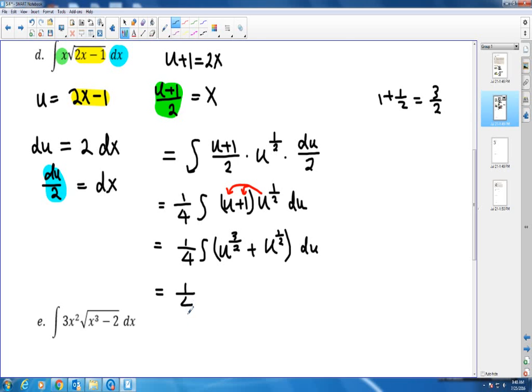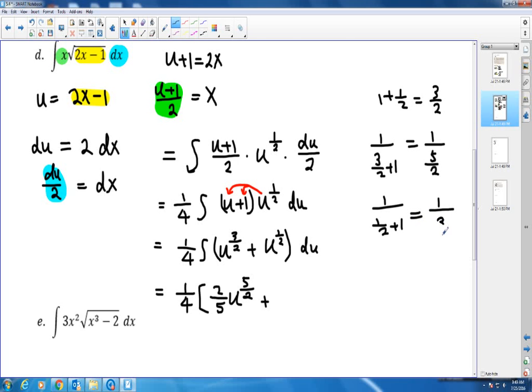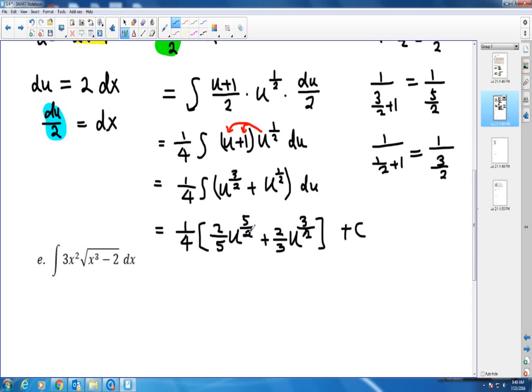So that will be 1/4 times. Alright, bring this one down. I'm going to go ahead and do it here on the side. 1 over 3/2 plus 1. 3/2 plus 1 is 5/2. 1 divided by 5/2 is 2 over 5. u to the 3/2 plus 1 is 5 over 2. Plus, okay, 1/2 comes over to the front. 1/2 plus 1 is 1 over 3 halves. 1 divided by 3 halves is 2 over 3. u to the 3 halves power plus C. Alright, so now I'm going to distribute. So that becomes 2 over 20.